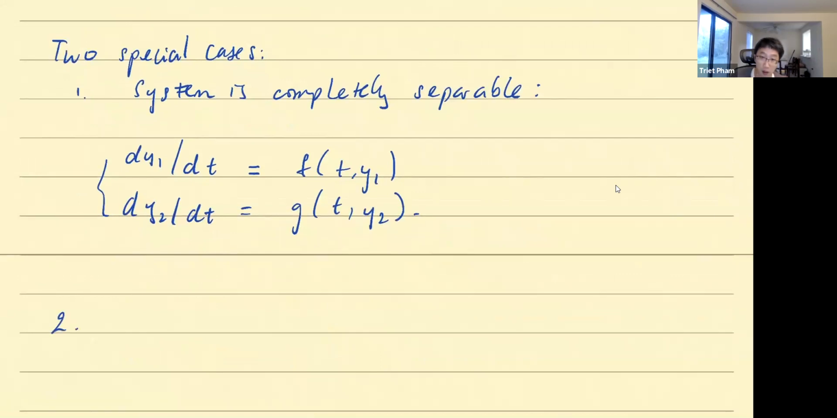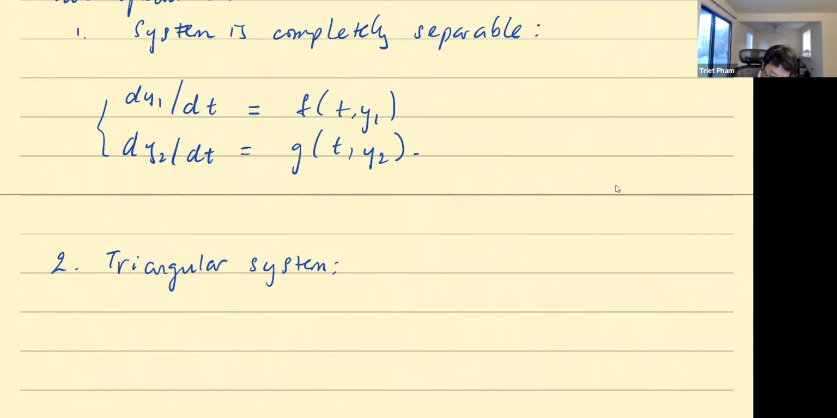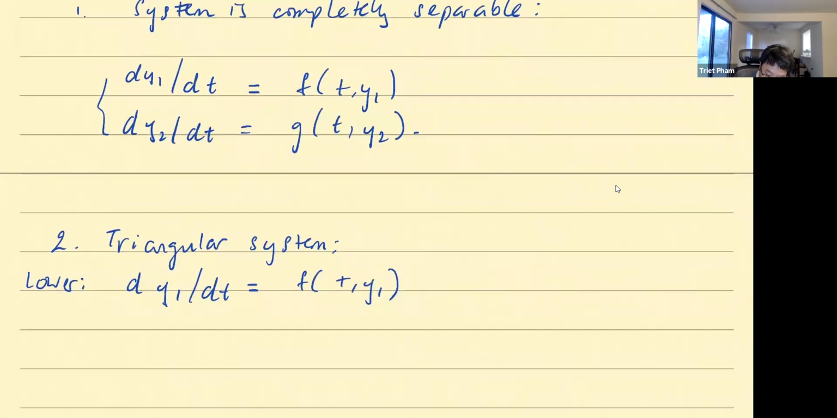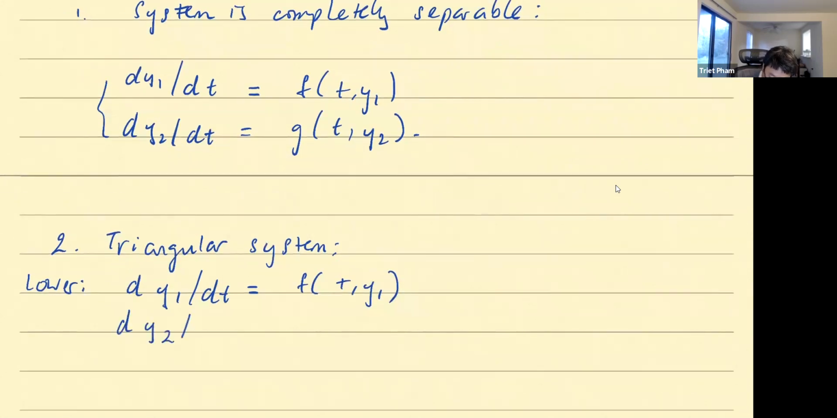The second case is a little bit less trivial, and I want to call this the triangular system, in the sense of a triangular matrix, upper and lower triangular matrices that you have seen in linear algebra. The triangular system goes like this. It can be upper or lower, doesn't matter. Let's say this is lower triangular. What happens is you start to populate more dependency as you go down.